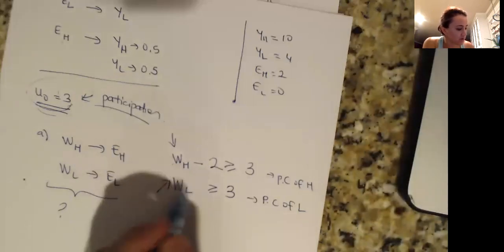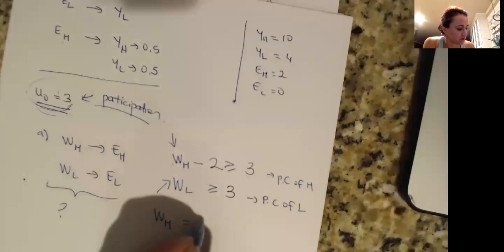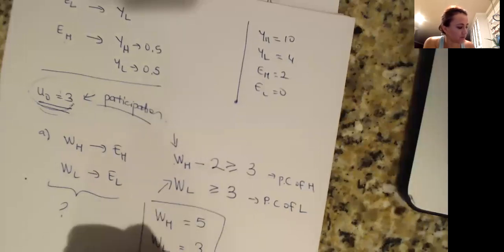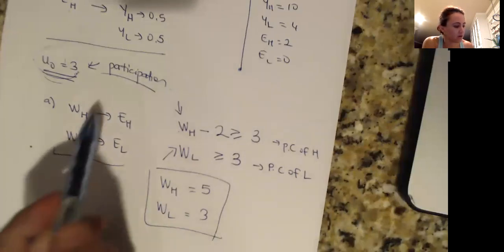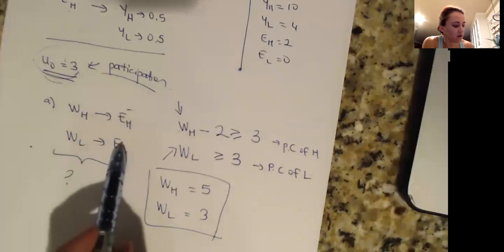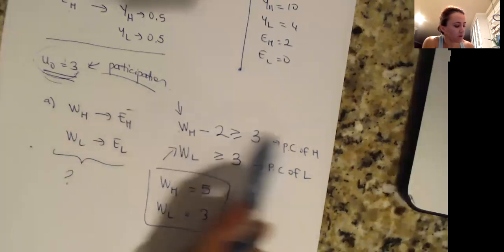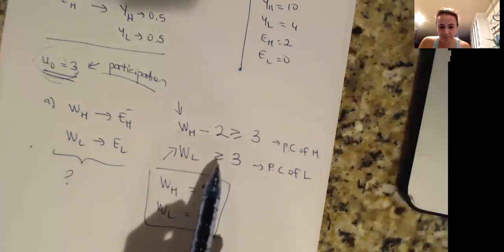Since I don't have any other constraints, WH is going to be simplified and WL is going to be equal to 3. Here, I don't need to worry about incentive compatibility constraints because no one can lie to me or fake, okay? So I know who is EH, who is EL. That's why only participation constraints matter.